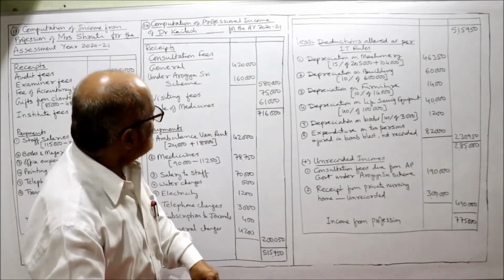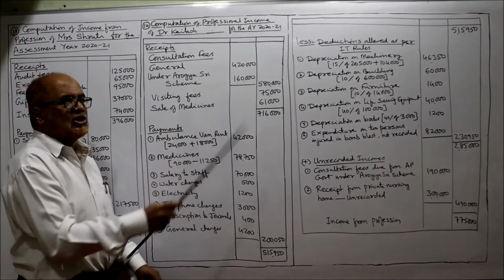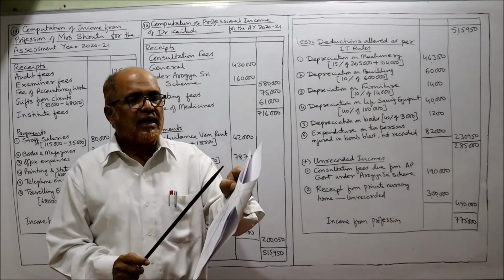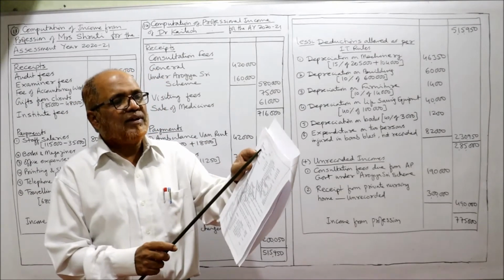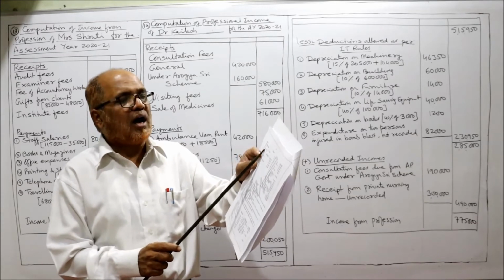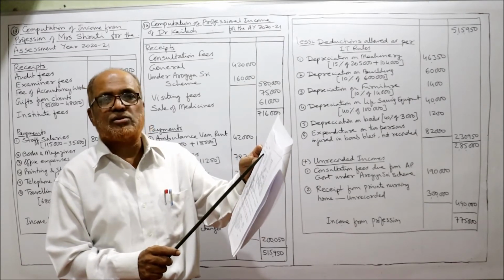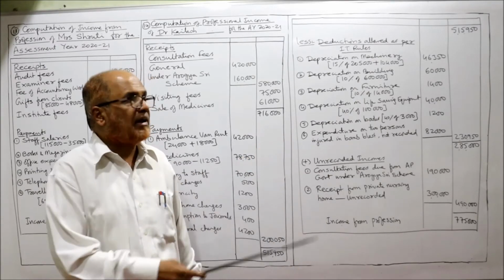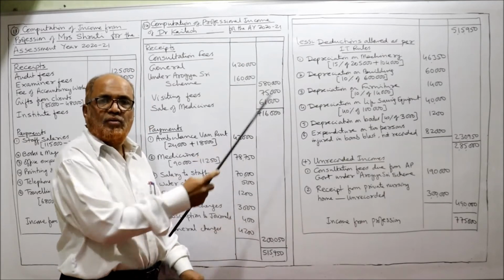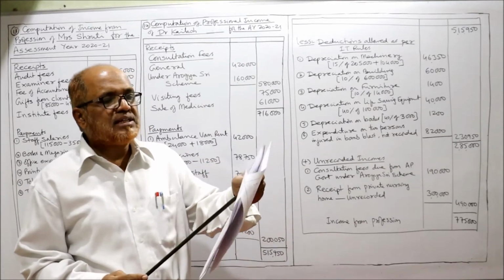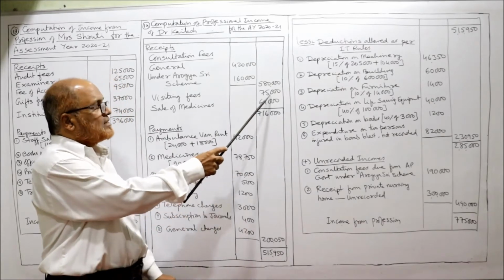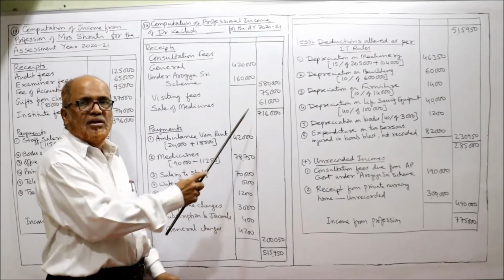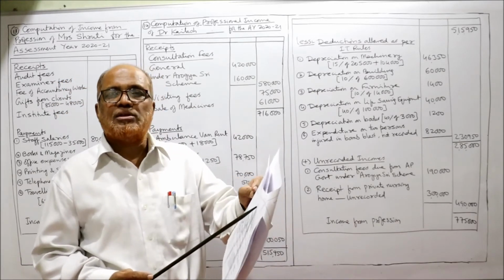Now see carefully. First of all, I am taking receipts, consultation fee. On the debit side of the receipts and payments account, you can see consultation fees. Consultation fee general 4,20,000, under Arogya Sri scheme 1,60,000. So total consultation fees received is 5,80,000. We have to take it as professional income. Then visiting fee 75,000. And sale of medicine 61,000.